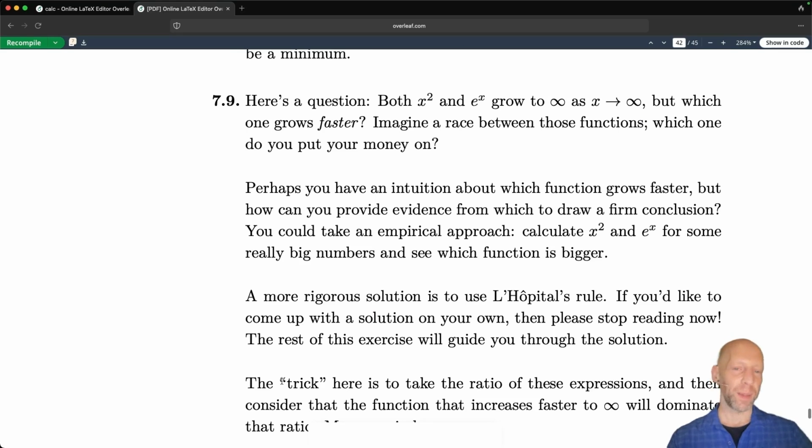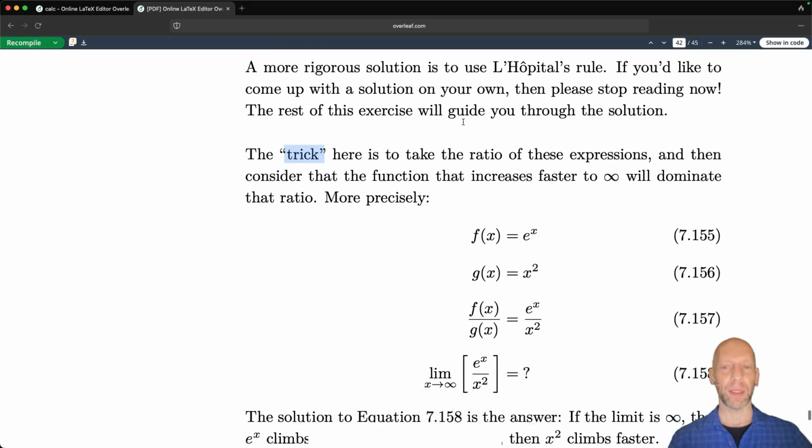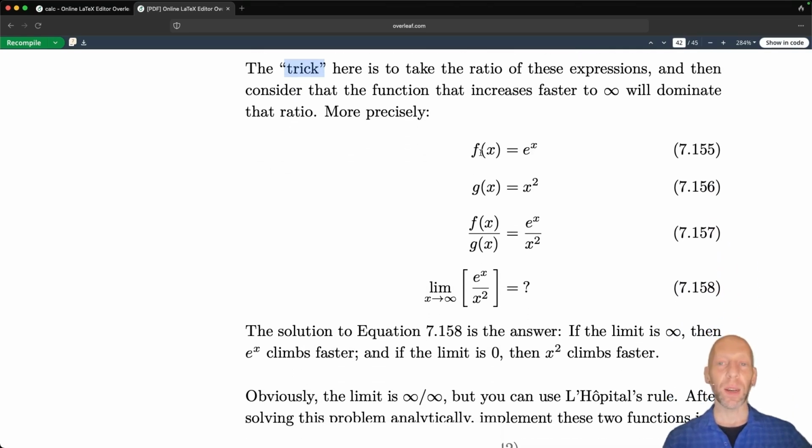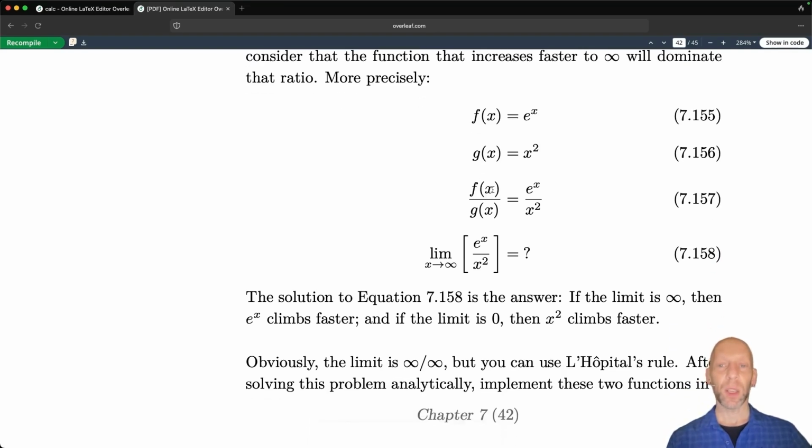Okay, so the trick here is to consider that whichever one of these two functions grows faster, if we set the ratio of these two functions, then that ratio is either going to go to infinity or to 0, depending on which of these two functions grows faster. So in particular, consider f of x equals e to the x and g of x equals x squared. Now we can define a ratio between these two functions, and we consider the limit as x goes to infinity of this ratio. Now here is the idea.